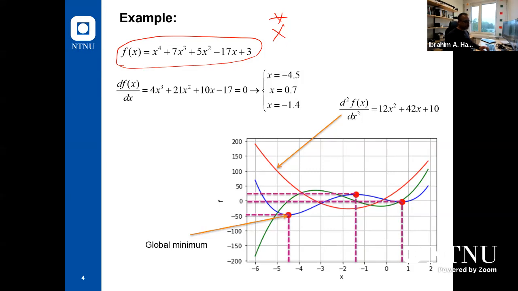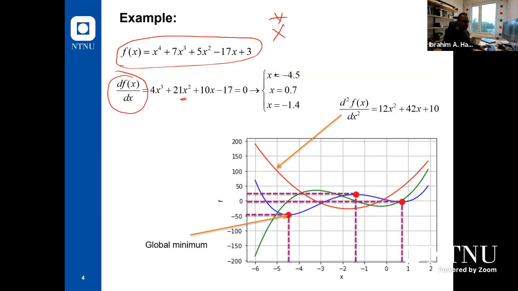How can we solve this problem analytically? In fact, we need to get the first derivative, which is a gradient, df by dx. This is a gradient, and we need to set this equal to 0, right? So it will be 4 times x cubed plus 3 times 7, it's 21 x squared plus 2 times 5, it's 10x minus 17. We will set this one equal to 0. We will factorize and find values of x.